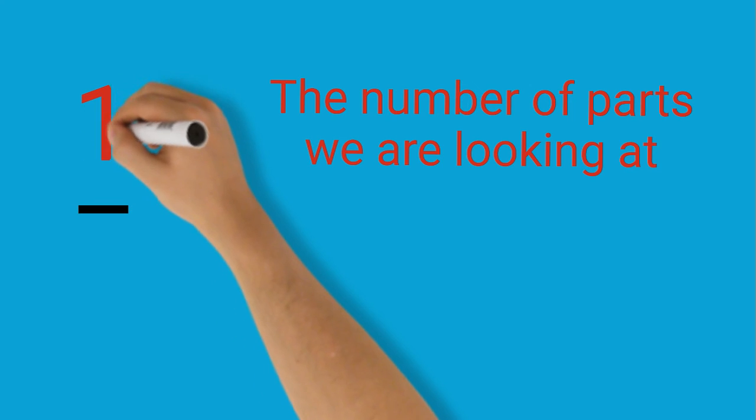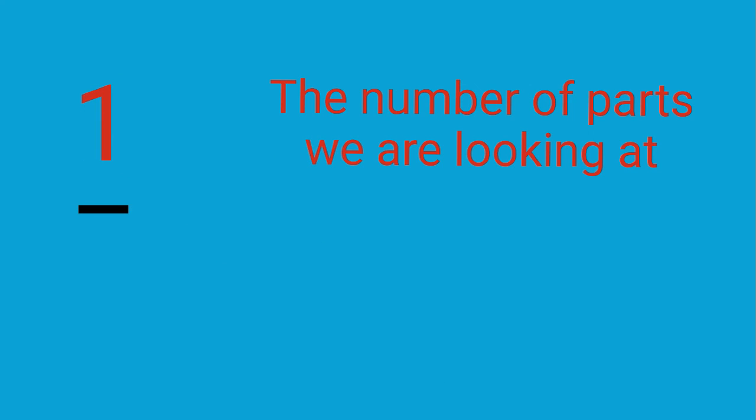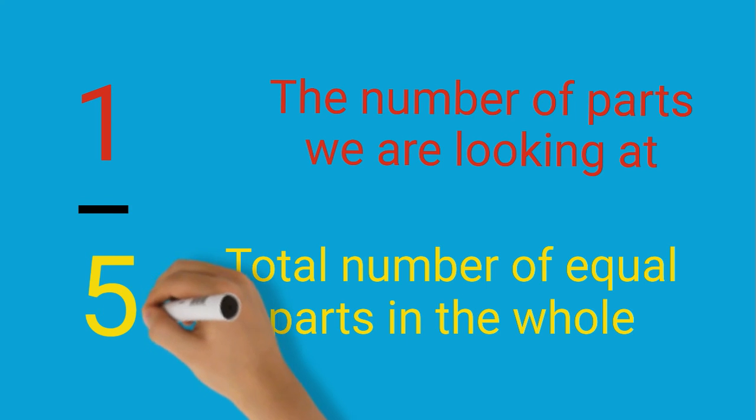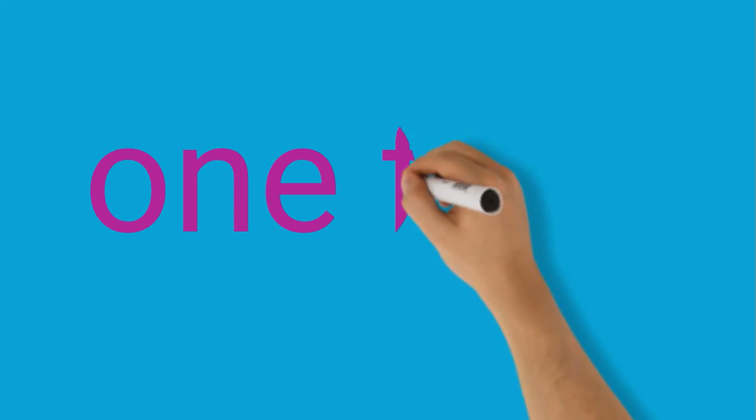It's time to write 1/5. I will write 1 above the line because that is the number of parts I'm looking at. I'll write 5 below the line as there are 5 equal sized parts that make up a whole. Or we can use words and write one fifth.